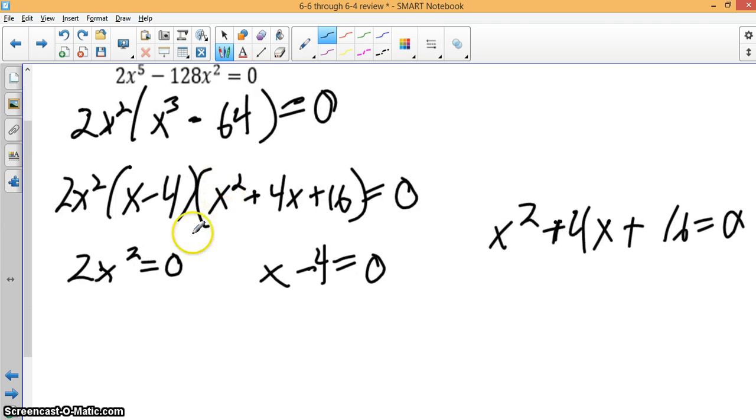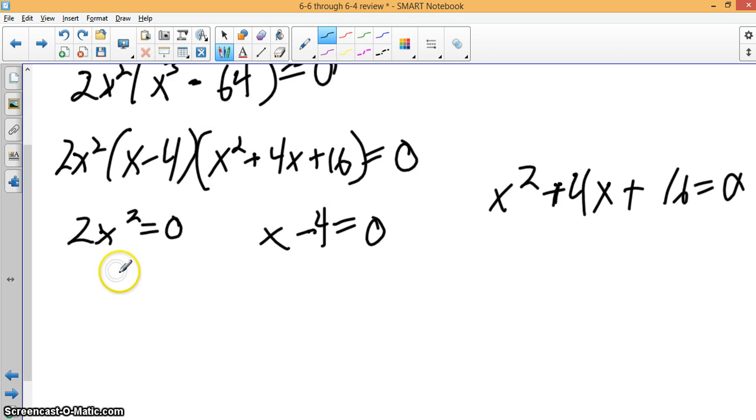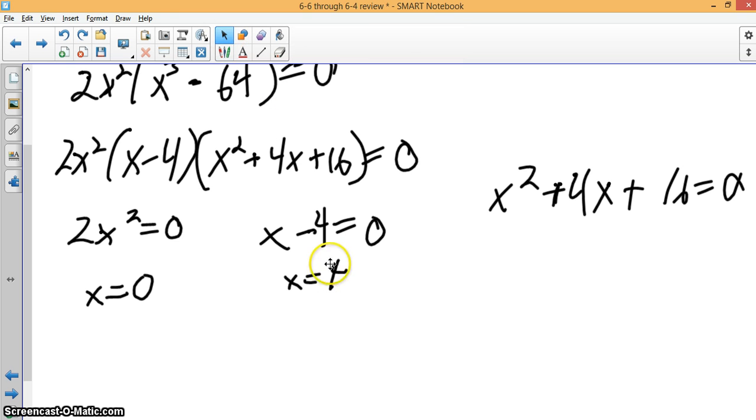Okay, two of them are pretty straightforward. If 2x squared equals 0, x has to equal 0. So 2x squared equals 0, so x equals 0. Okay, x equals 4, because x minus 4 is 0. It's supposed to be a 4. Hopefully you can read that.